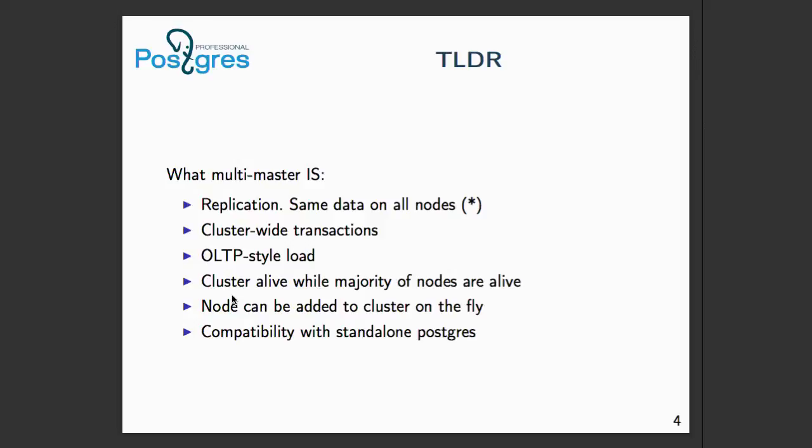And the cluster will be alive while a majority of nodes are alive. So the same guarantees that most replication algorithms use, which help you to survive network partitions. We can also add a node to the cluster on the fly without stopping, or if some node goes away from the cluster due to failure or network partition, it can be automatically inserted back into the cluster. And yeah, we are more or less compatible with standalone Postgres.